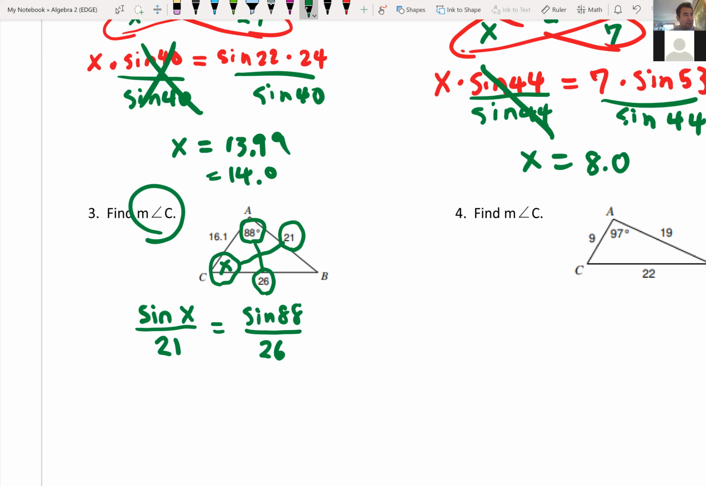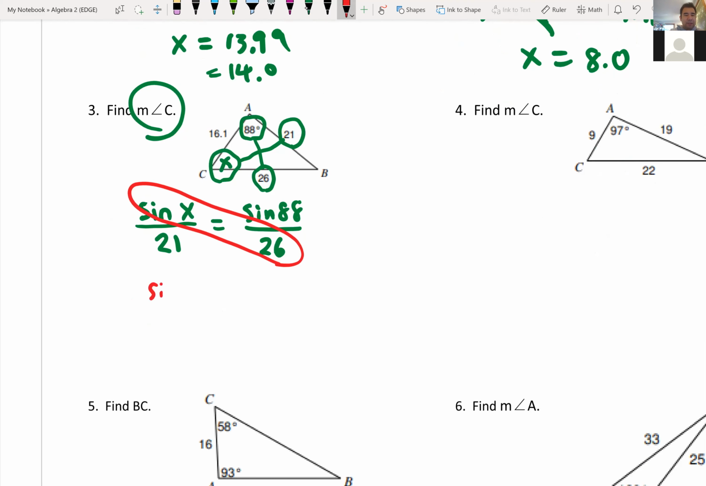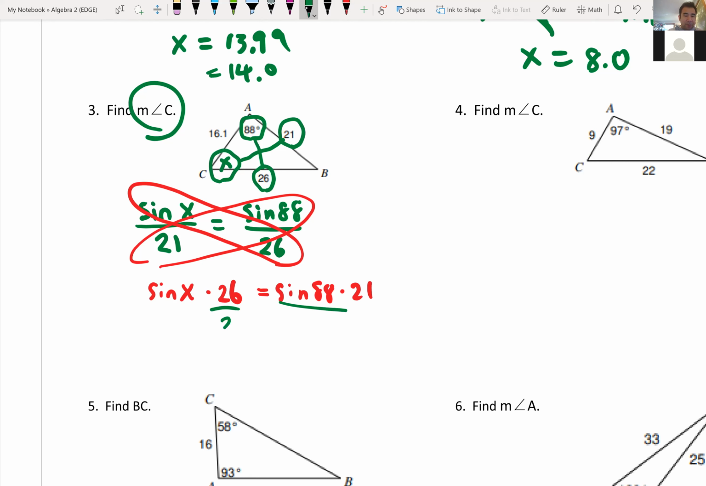Okay. Have that set up. I'm going to cross multiply. Sine of X times 26 equals the other pair, sine of 88 times 21. Since we want to solve for X, I'm going to divide both sides by 26.